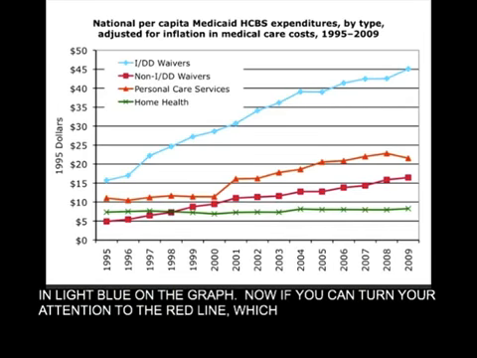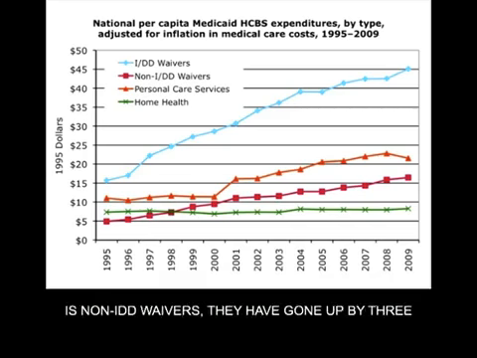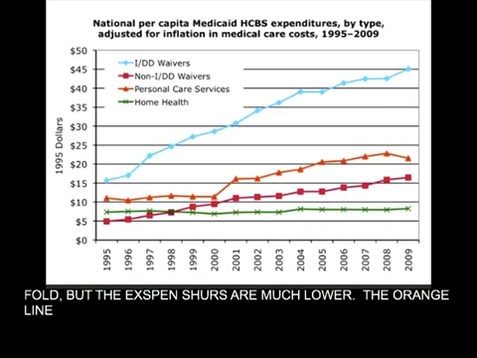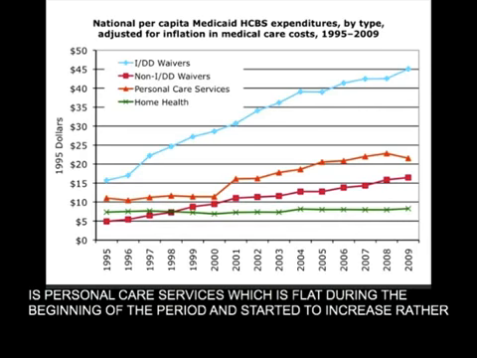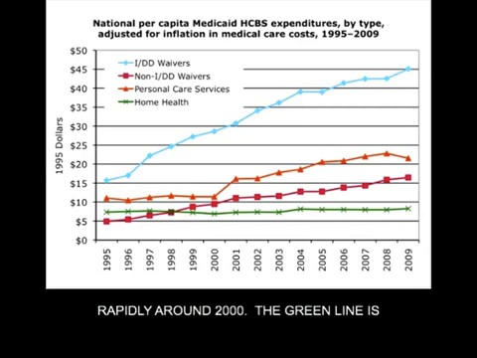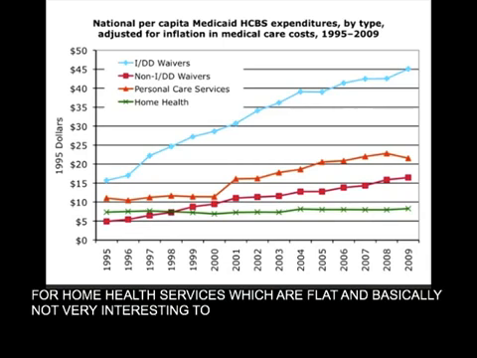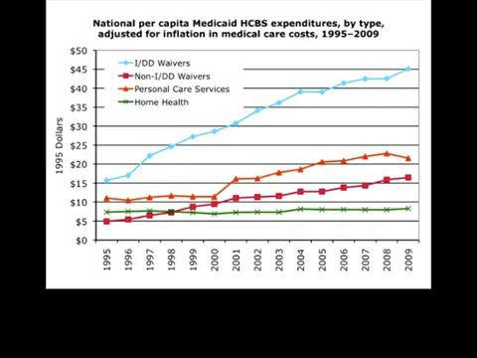Now, if you can turn your attention to the red line, which is non-IDD waivers, they've also gone up by threefold, but their expenditures are much lower. The orange line is for personal care services, which was flat during the beginning of the period and then started to increase rather rapidly in around 2000. The green line is for home health services, which are flat and are basically not very interesting to this analysis.